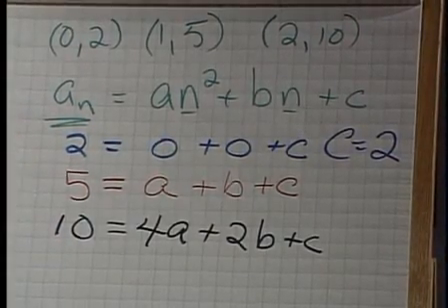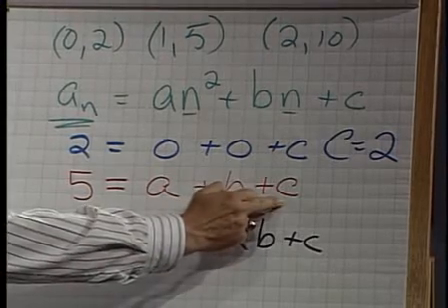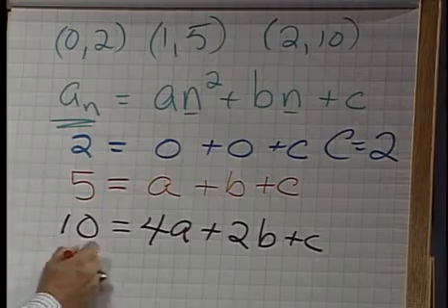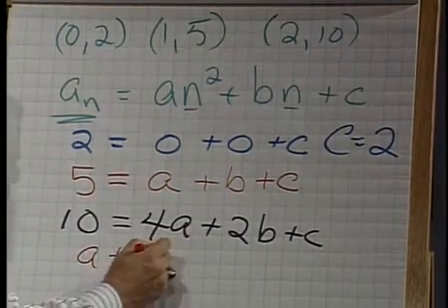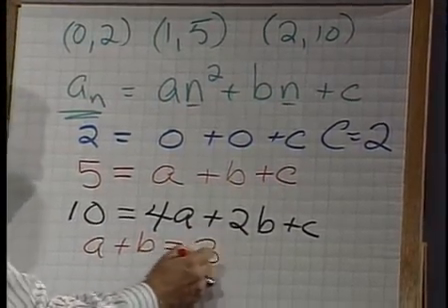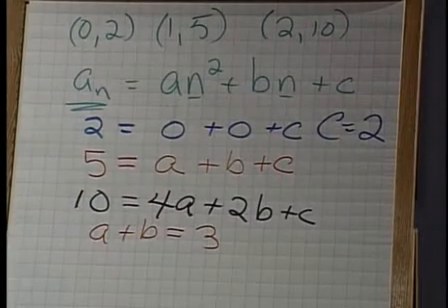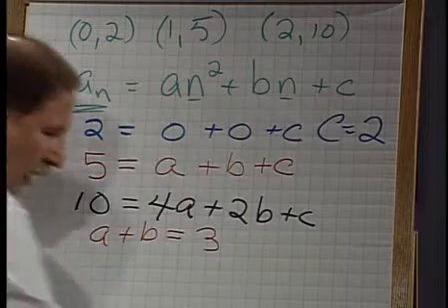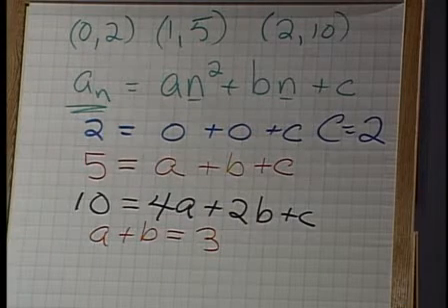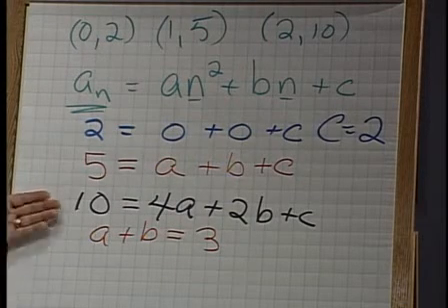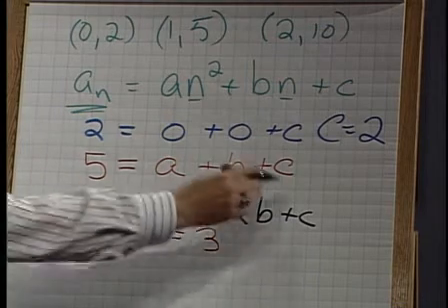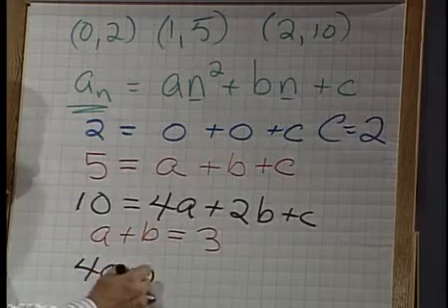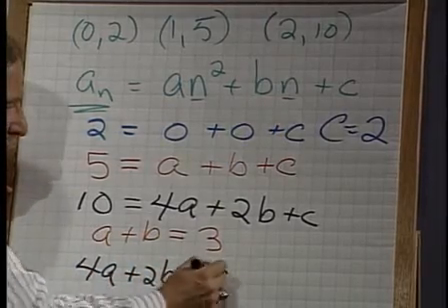5 equals a plus b plus c, but c is 2. Let's subtract 2 from both sides, and let me write this the other way. A plus b equals 3. Again, subtracting 2 from 5. If c is 2, these two equations are equivalent. And let's take the third equation, the black equation, and go ahead and replace the c with 2. Subtract 2 from both sides. We get 4a plus 2b equals 8.